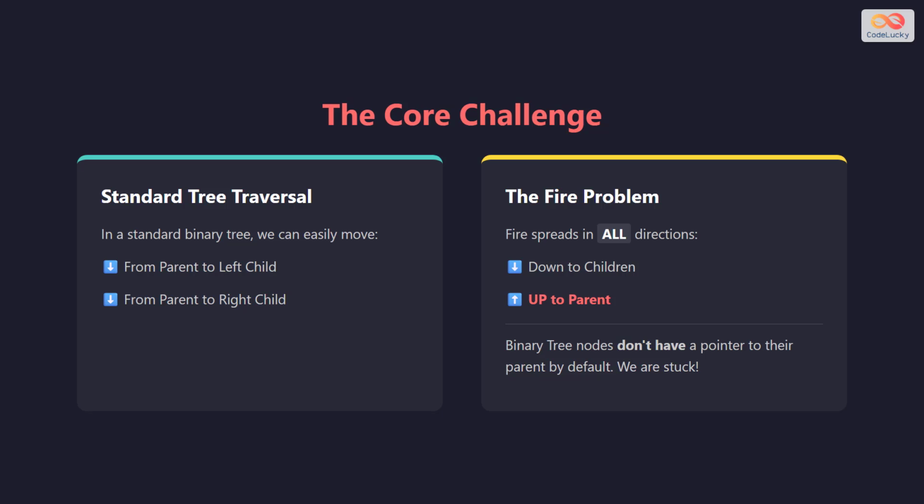The main challenge here is the structure of the binary tree itself. Standard traversals only allow us to go down to the left and right children. However, fire spreads in all directions, including up to the parent. Since tree nodes typically do not have a pointer to their parent, we cannot easily traverse upward.